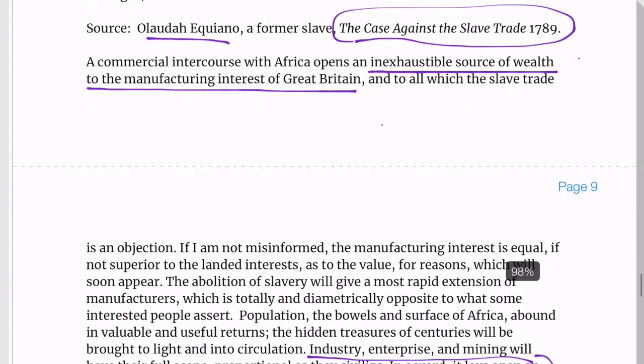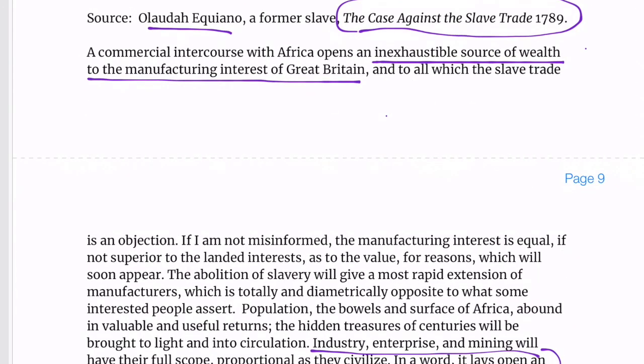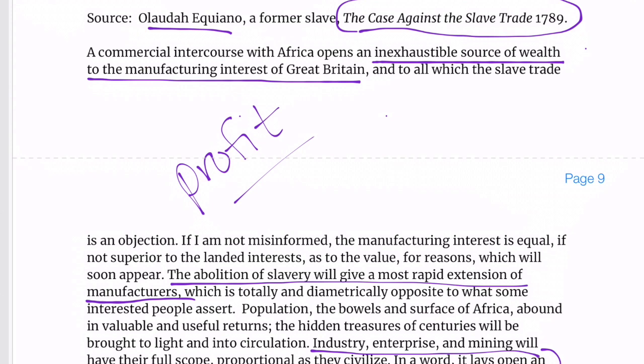In a word, it lays open an endless field of commerce to the British manufacturers and merchant adventurers. So he's basically saying, if you stop the slave trade and you abandon that, you're going to go in and you're going to be able to have a manufacturing interest in Africa. But the way that it is right now, you're using the people as slaves instead of extending your abilities to manufacture and use the resources in Africa. So remember, some of the abolitionists were using this as a reason that, hey, instead of exploiting the Africans and using them as slaves, let's work with them for manufacturing purpose and, of course, more profit. And that's what he's trying to get across here.